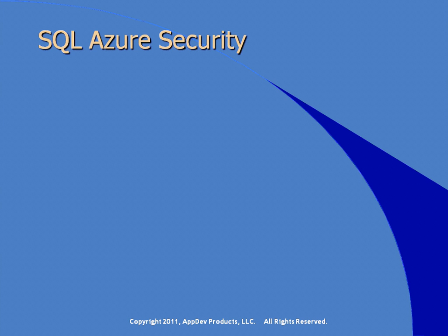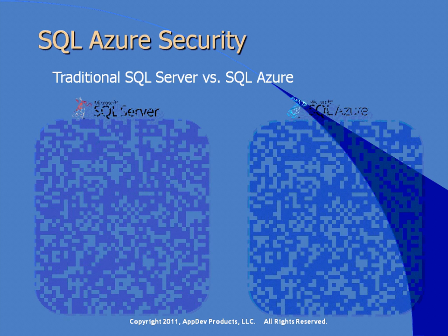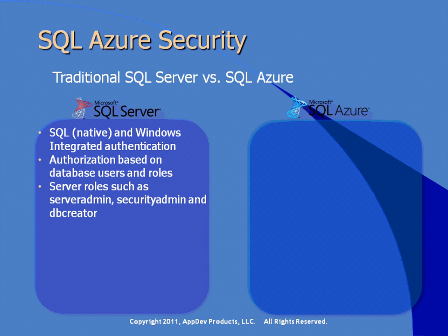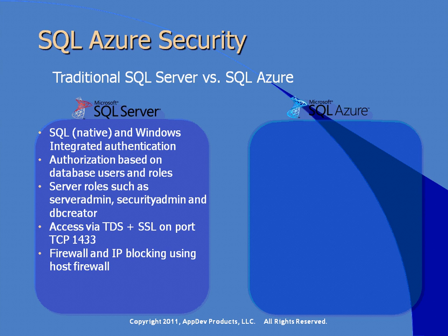So let's talk about some of the similarities and differences between the SQL Server and SQL Azure security capabilities. So you have traditional SQL Server versus SQL Azure. For on-premise SQL Server, you do get SQL native and Windows integrated authentication. You can do authorization based on database users and roles. You can create server roles such as server admin, security admin, and DB creator. So if you know SQL Server, you've worked with this and you know this. Obviously, you can access SQL Server via TDS and SSL on port 1433. You can do firewall and IP blocking using the host firewall. And there is obviously on-premise support for native encryption through TDE.